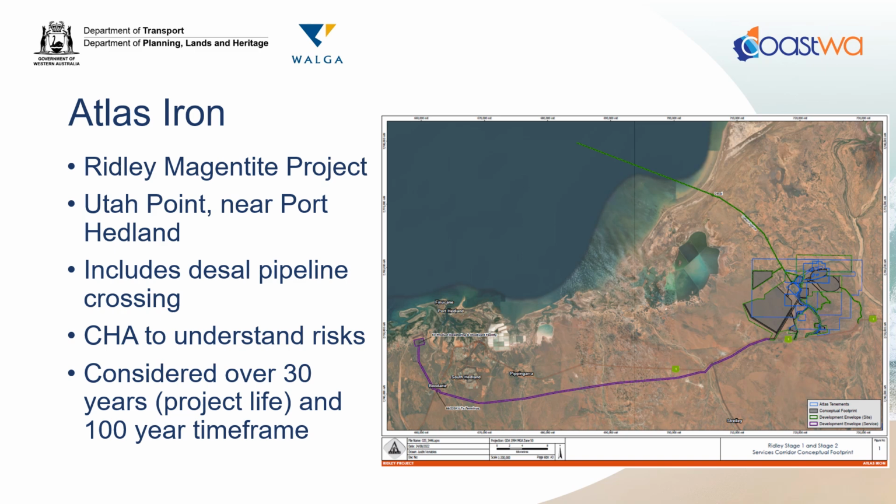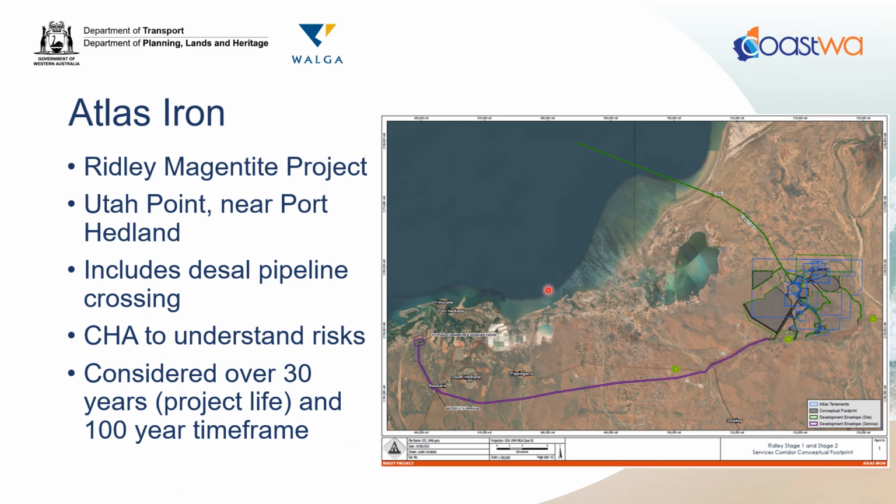The third example I want to discuss was one completed up in the Pilbara for Atlas Island. It was completed for the Ridley Magnetite project, which is located at Utah Point near Port Hedland. It included a D-cell pipeline crossing the coast, and the client wanted to complete a coastal hazard assessment to understand the risks to the mine site along with the pipe crossing. So this assessment was completed over the 30 years as an intermediate time frame, as this is the expected project life, along with the full 100-year planning horizon.